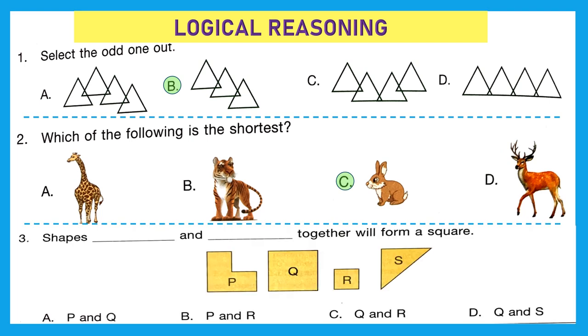Question 3. Shapes dash and dash together will form a square. A square is a 2D shape which has 4 sides and 4 corners, and all of these sides are equal. So we see that Q itself is a square, right? And that cannot be the right option because we have to combine 2 shapes to make 1 square. So let's do one thing. On P, if we put R, do we get a square? Yes. So shapes P and R together will form a square. Option B is the correct option.